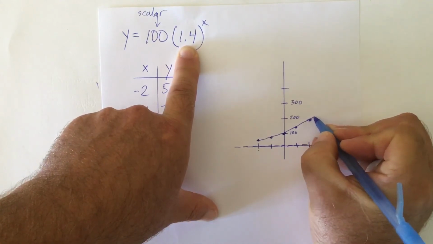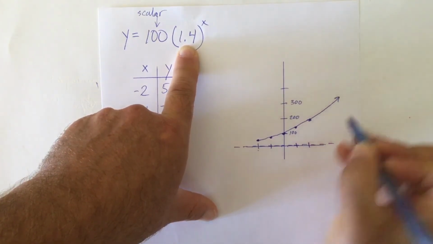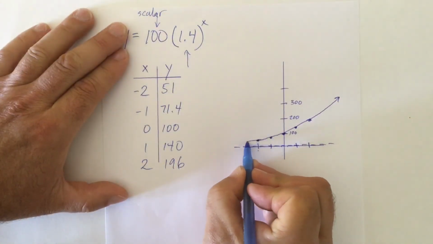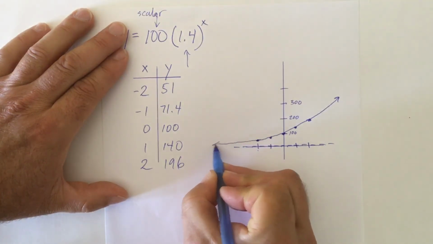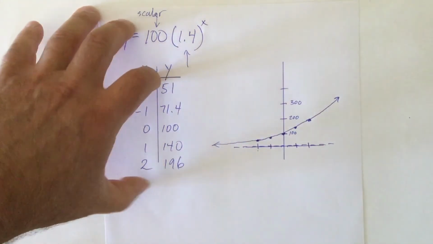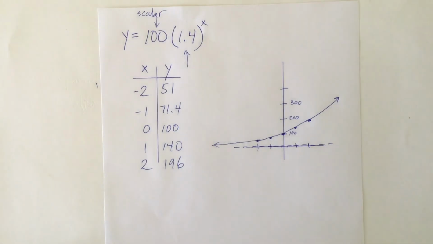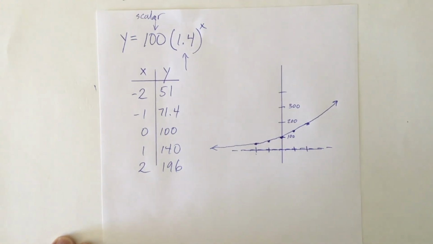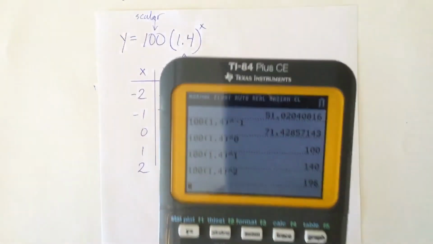Now, will it keep going up? Yes, it will. Will it become asymptotic over here? Yes, it will, but it's going to take a little bit longer for that to occur. But I can totally check my answers with the calculator, which is something I'm trying to get you guys to understand. So here we go.